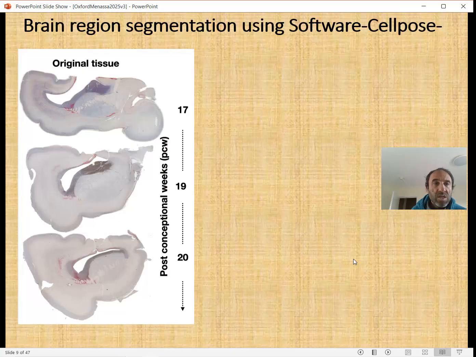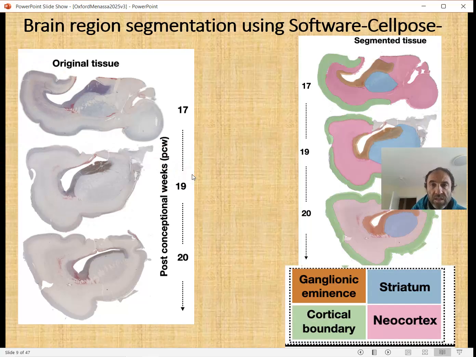So with this, we started with this as an input, and by applying these first parts of the pipeline, at 17, 19, and 20 post-conceptual weeks, what you got in the end is a tissue that was well segmented, that you can see here in 4 regions, where you can recognize the striatum, the neocortex in pink, the cortical boundary in green, and the ganglionic eminence in this orange type color.